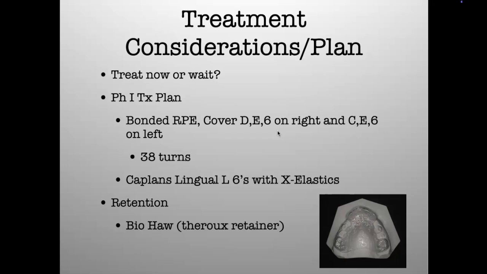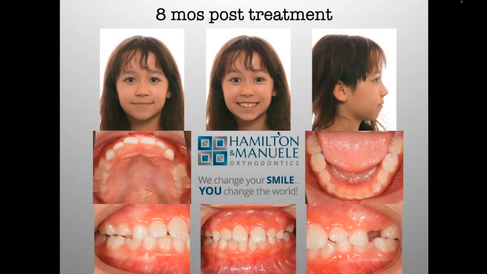Now, because we had a differential loss of one tooth compared to the other side, we went ahead and made the anchorage as close to symmetrical as possible. So we're going to cover the DE6 that we have on the right and the CE6 that we have on the left. We're going to do 38 turns, which is close to 10 millimeters at the screw, which will get us close to 6 to 7 millimeters of skeletal expansion, depending on how good our anchorage is and how much skeletal resistance this patient has, which again, we don't know, but she's young, so hopefully not too much. And this is what she looked like 8 months post-treatment.